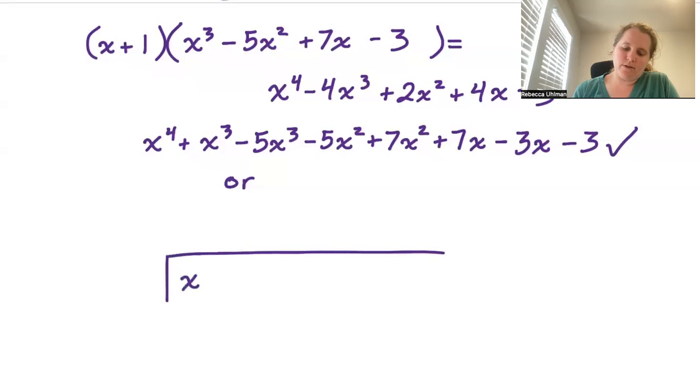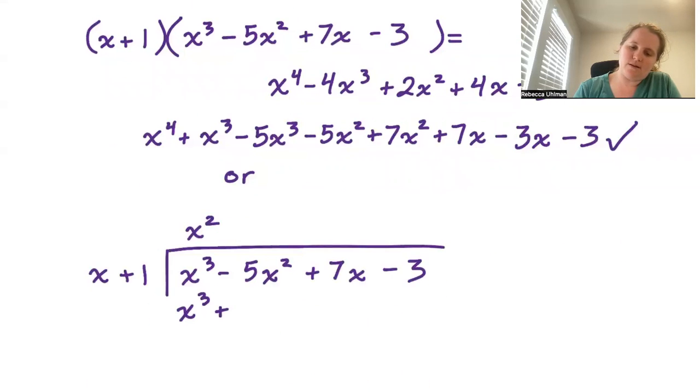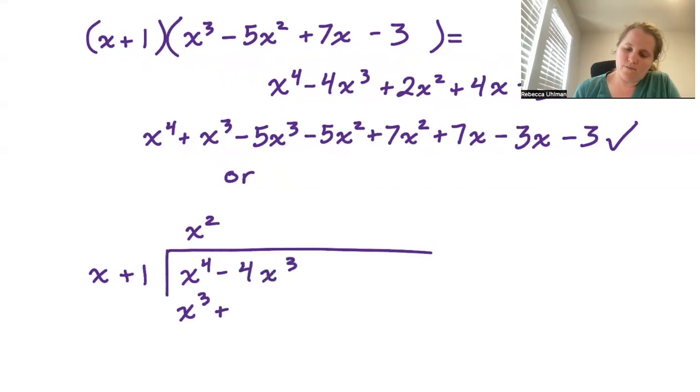If we want to do long division, we have x cubed minus 5x squared plus 7x minus 3. We try x plus 1. X goes into x cubed, x squared times, then multiply. Sorry, that shouldn't have been. This should have been x to the 4th minus 4x cubed plus 2x squared plus 4x minus 3 was our target.